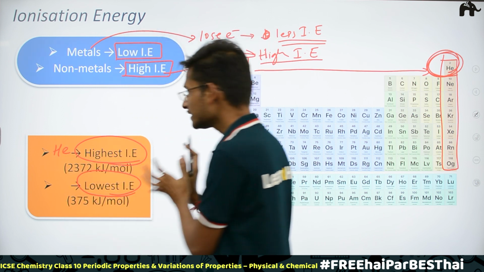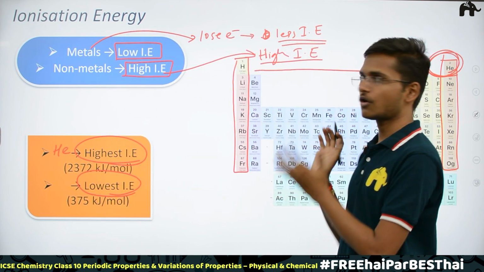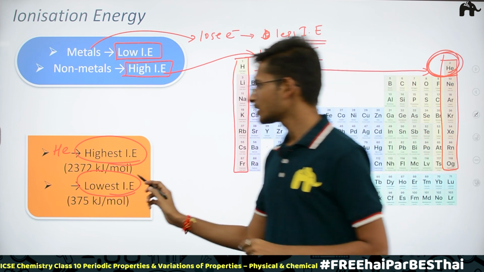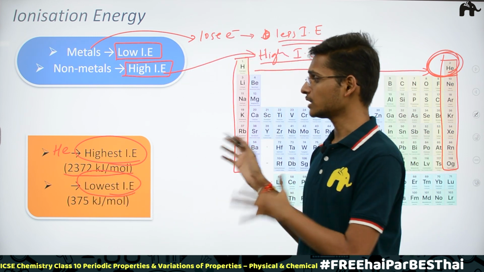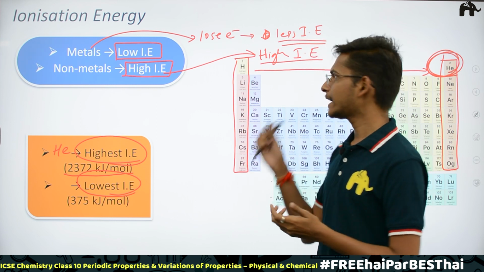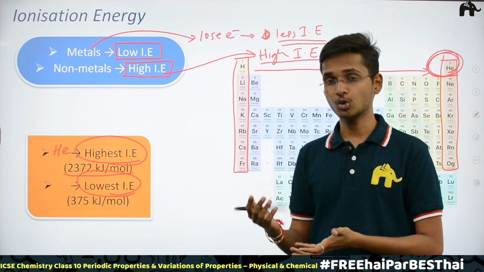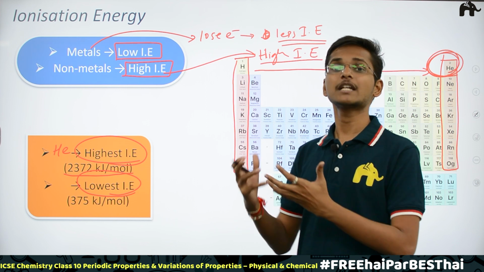Helium has the highest ionization energy among all the elements in the periodic table. What's the value? No need to remember it: 2372 kilojoules per mole. Now I have also given you the hint to find the element having the lowest ionization energy.